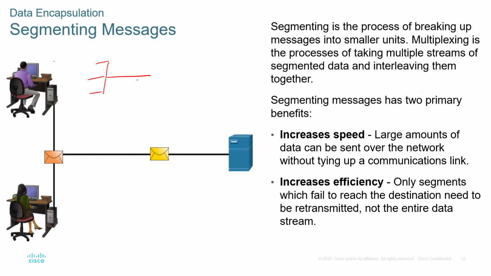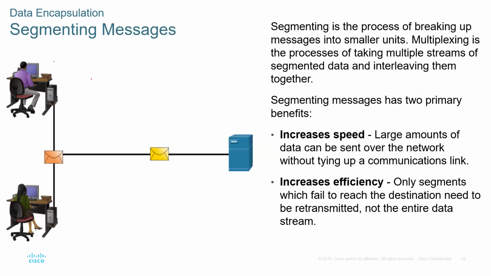Right? Without multiplexing, it might mean we need 3 channels to send that information. So segmenting a message allows us to break down the message, which allows us to multiplex, which leads to more efficient transmission of messages. Right, two primary benefits of segmenting a message. We have increased speeds.